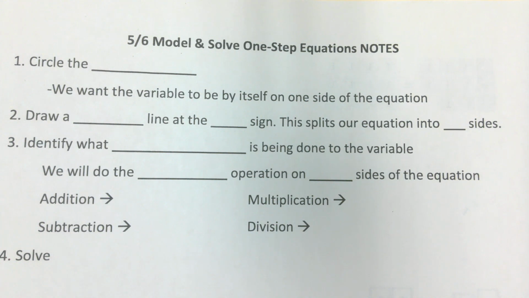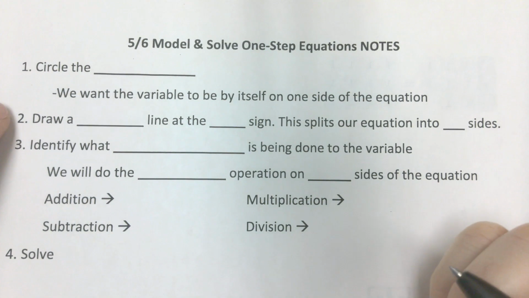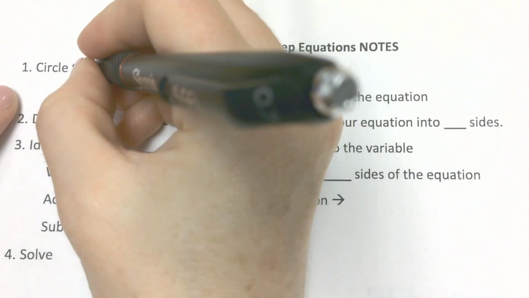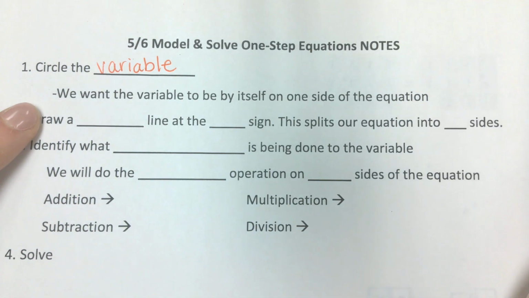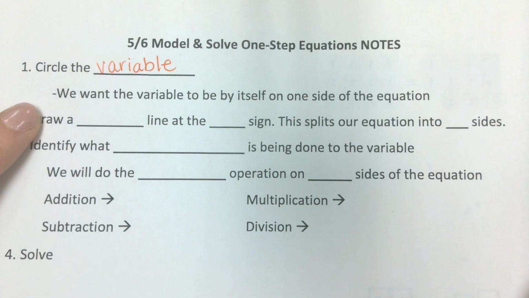We are going to review how to model and solve one-step equations. So let's go ahead and look at our notes. The first thing you want to do is circle the variable that you're solving for. So the variable, of course, is your letter. So it could be X, Y, M, N, O, P.